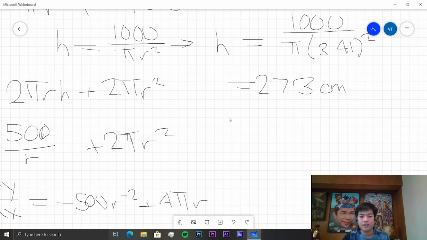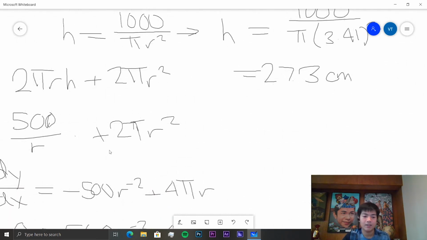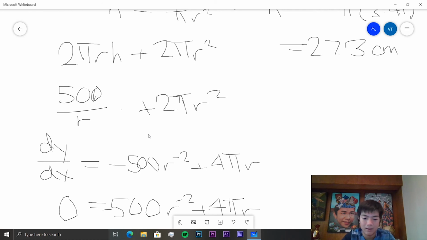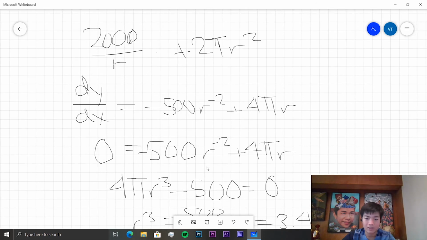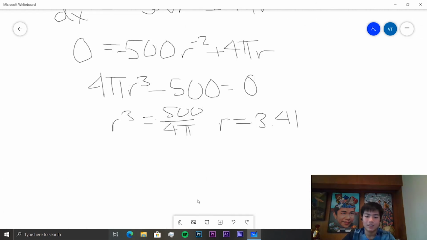So the surface area would be, well, actually we can use this formula, right? 500 over r plus 2 pi r squared. So with r being 3.41, this is 500 over 3.41 plus 2 times pi times 3.41 squared. Oh, sorry, why are we dividing by 2? We should be multiplying by 2, actually. So this should be 2000. So we have 2000 over r, so now this makes it negative 2000 over r squared. I'm going to skip all of this. Just imagine it's 2000 in the place of 500.